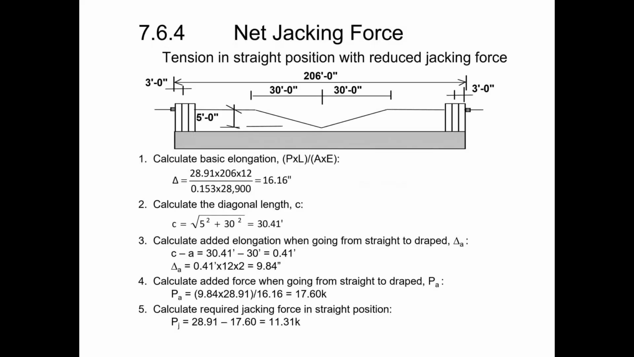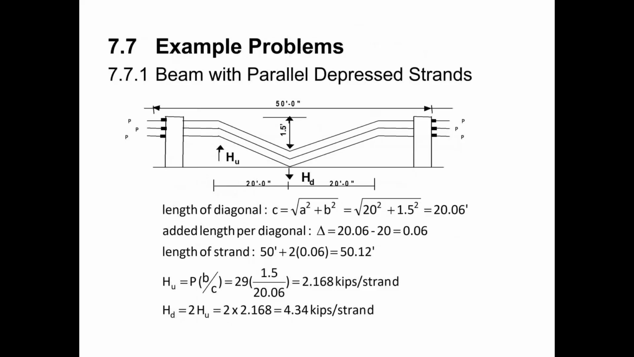In 7.7.1, we've got a beam with parallel depressed strands. So these are strands that are tensioned in the draped position. And so we're going to be looking at the vertical force at our hold up and our hold down.